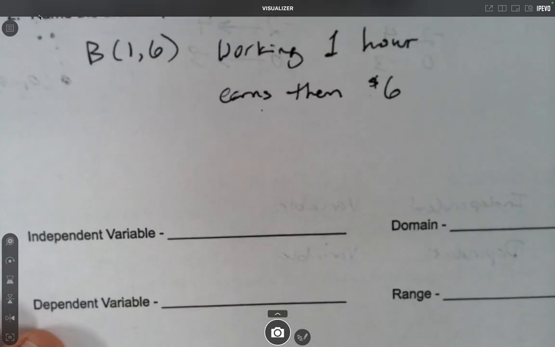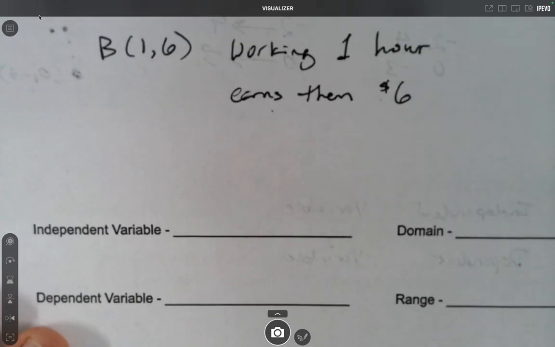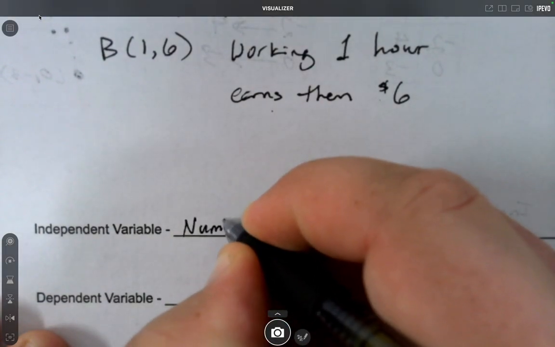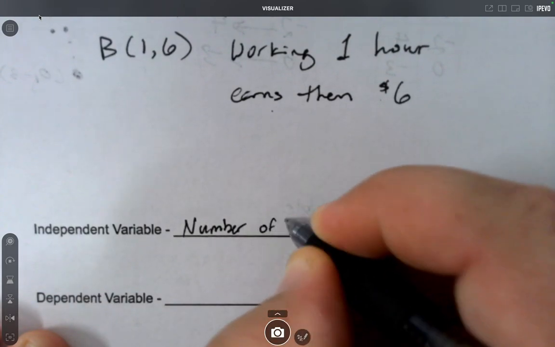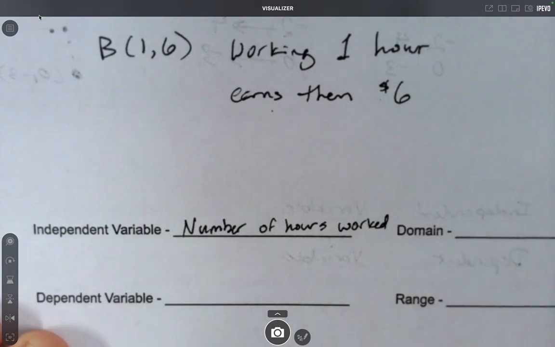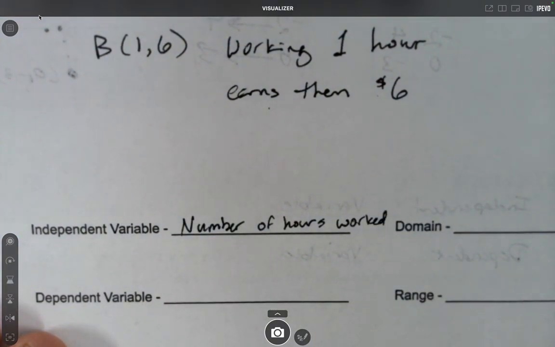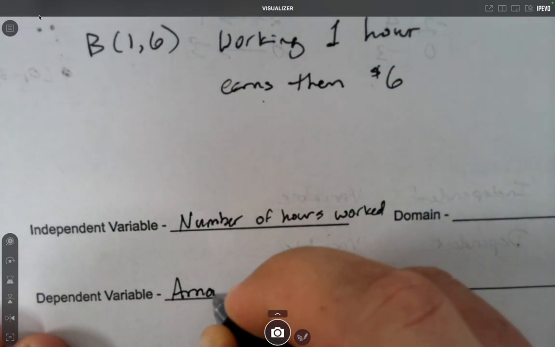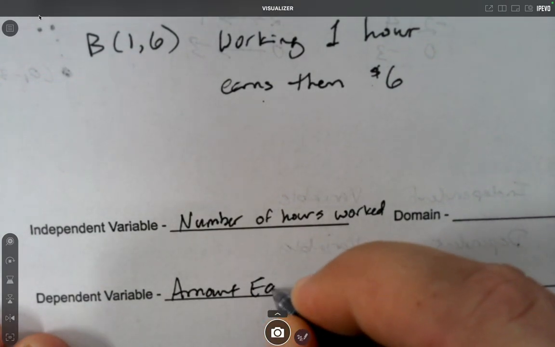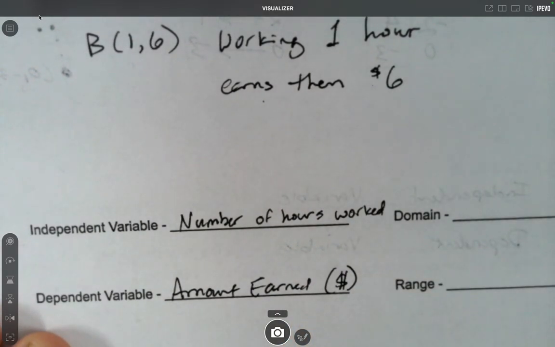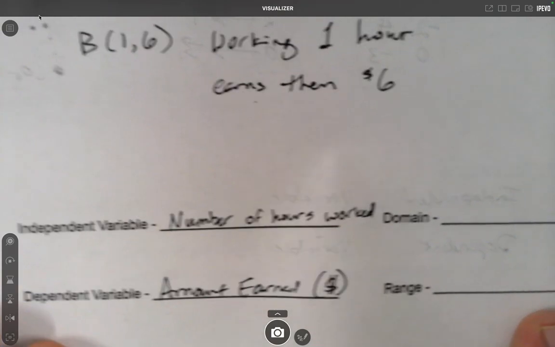So the last thing to do is identify the independent variable and the dependent variable. So the independent variable, as we talked about, is the number of hours worked. That's the x value. And the dependent variable is the amount of money earned.